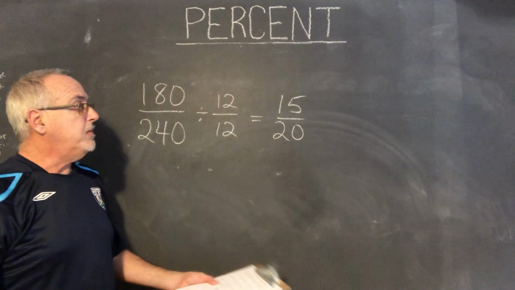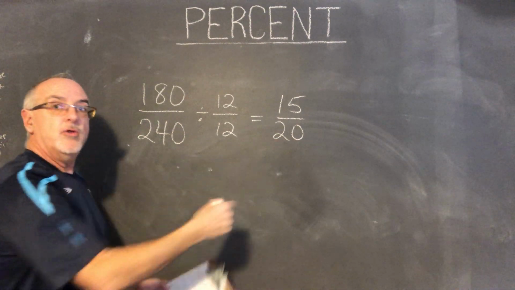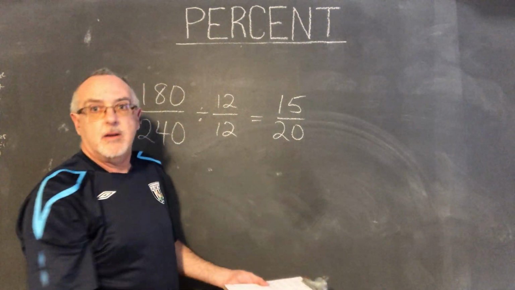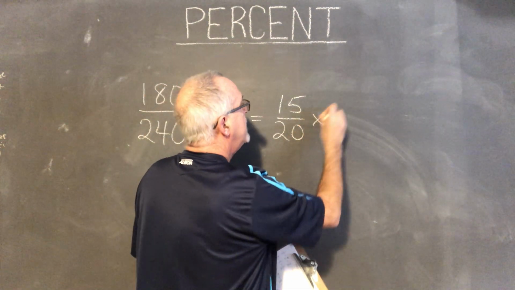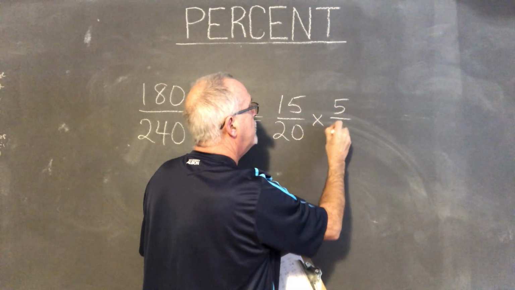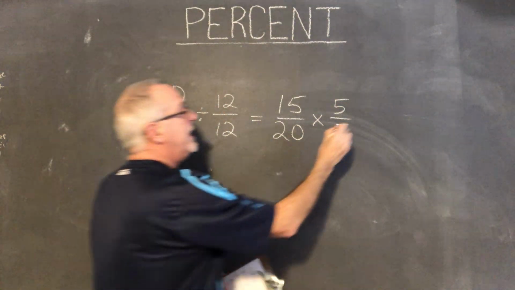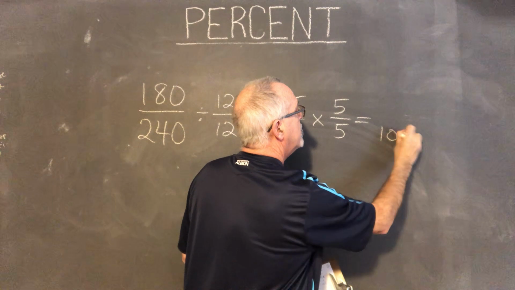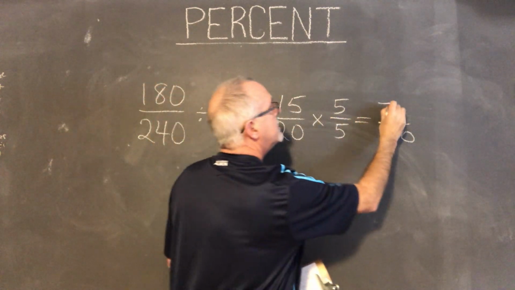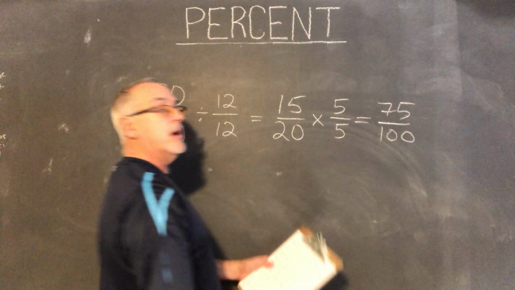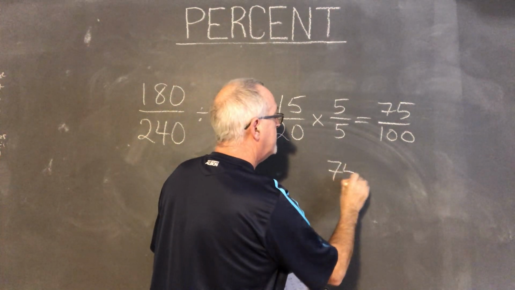Now I'm going to multiply as my second step because I want to get 100 as my denominator, and to get 20 to turn into 100, I multiply it by 5. So I'm multiplying this fraction by 5 over 5, a clever form of 1, and I get 100 as my denominator. That's what I wanted. 15 times 5 is 75, and it turns out that this is 75%.